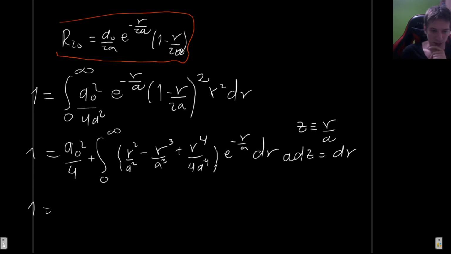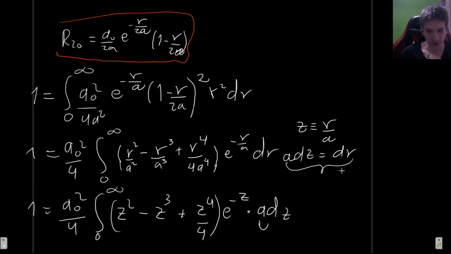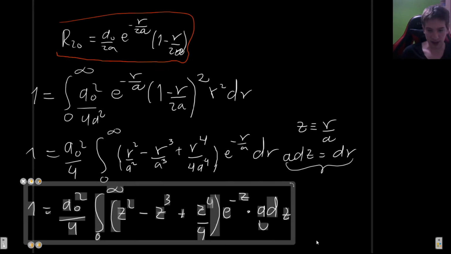So let's now put this into our expression. So we get a0 squared divided by 4, integral from 0 to infinity. The boundaries do not change in this case. Factor of z squared minus z cubed plus z to the 4th power divided by 4. All of this times e to the minus z times a dz. Do not forget this a. That's also very important. I can't stress it enough. Please don't forget that it comes from this part here. Okay, so this is what we now have to solve. Let me take it to the next page.